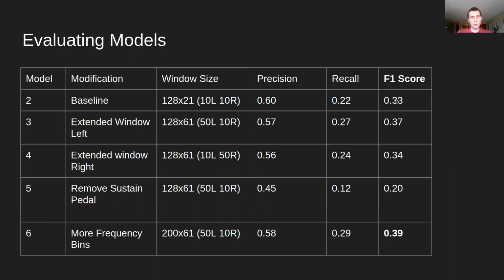So you can see here, we get an F1 score of 0.33. If we extend the window left, we actually can increase the F1 score. But if we extend the window right, so essentially letting it see forward in time, it actually only provides marginal utility for the model. Interestingly, removing the effects of the sustain pedal was very bad for the accuracy of the model, and giving the audio windows more frequency bins, so basically making a higher resolution image, made the model also a little better.